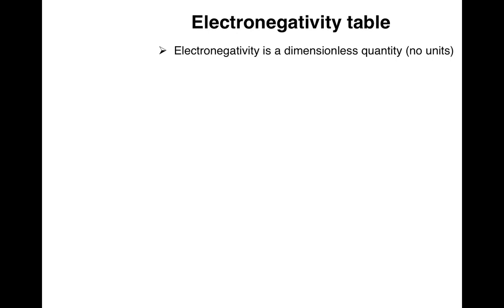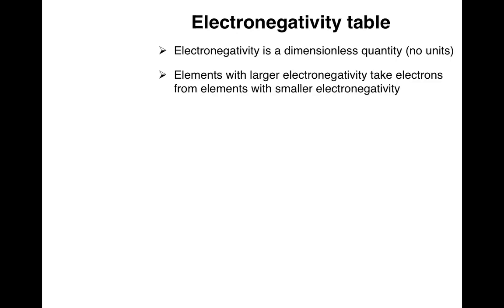When considering a pair of elements that form an ionic compound, to determine which element transfers its electrons to the other, it is necessary to compare their electronegativities. The element with larger electronegativity will take electrons from the element with smaller electronegativity.